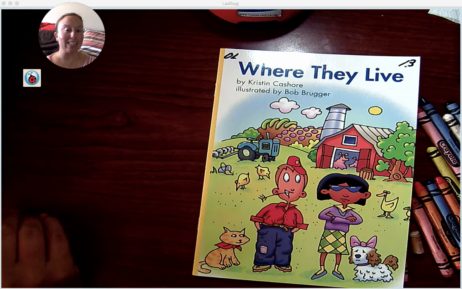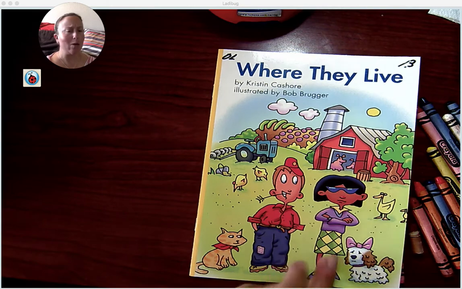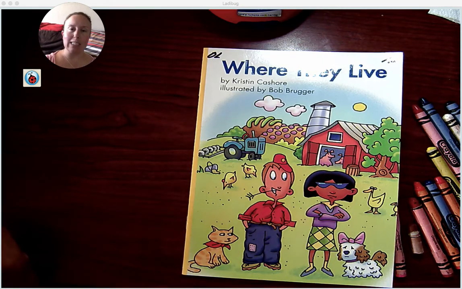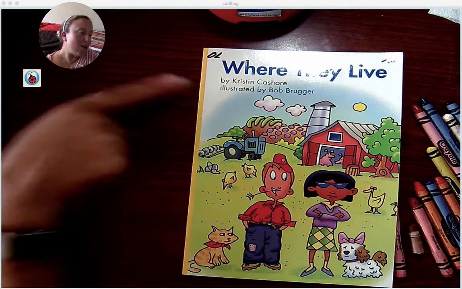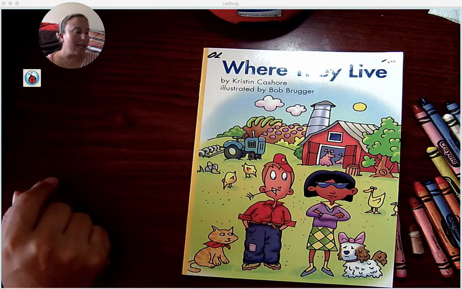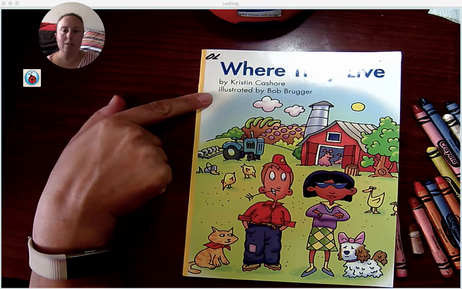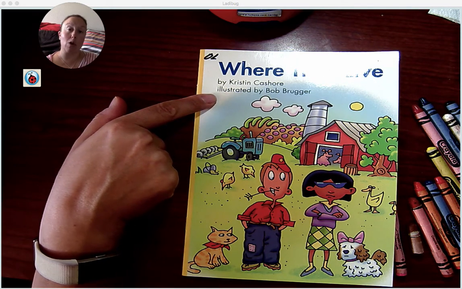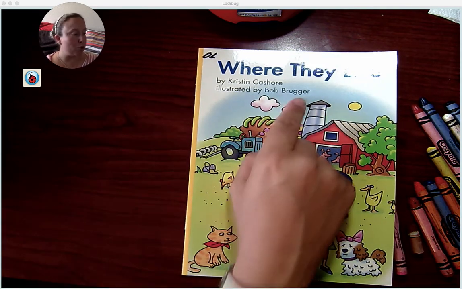I don't think so. So we're about to find out where they live and perhaps find out why these two very different people are standing next to each other. Can you point to the author, please? Her name is Kristen Kishore, and then it is illustrated. What is an illustrator? An illustrator is the person who draws the pictures. Bob Bruger.